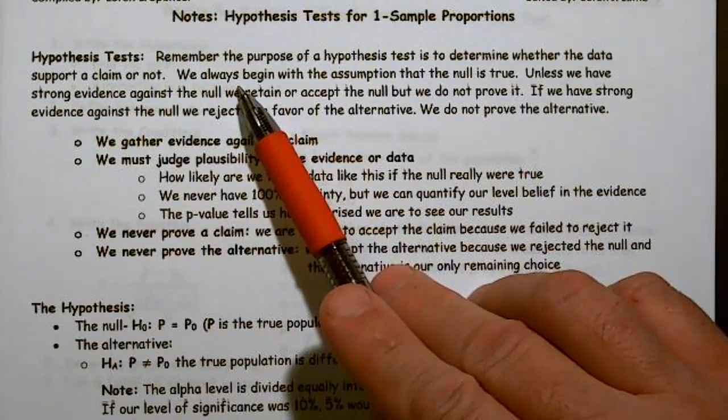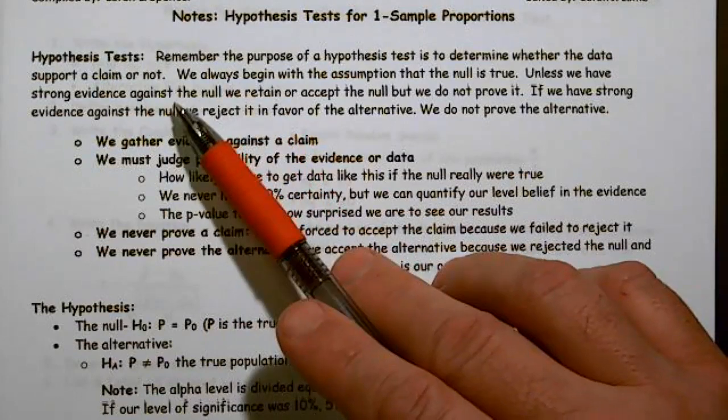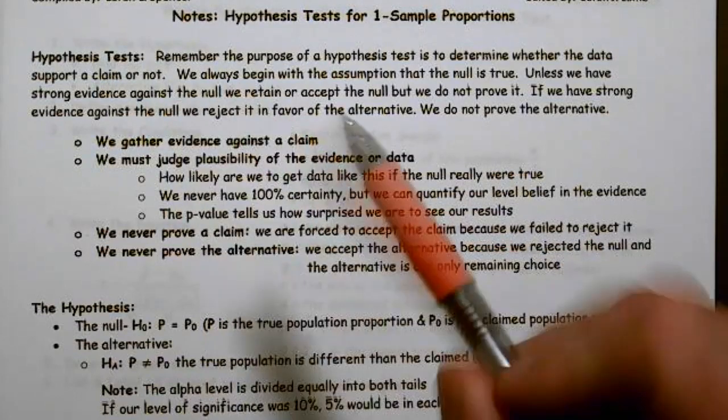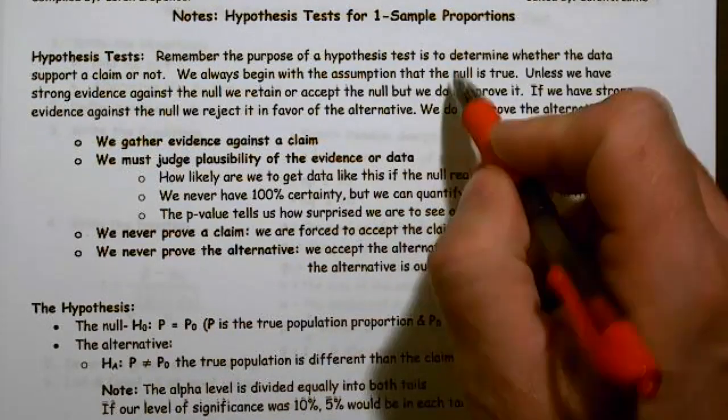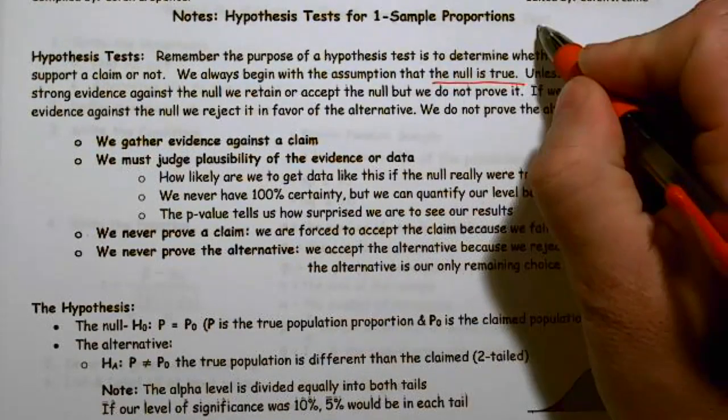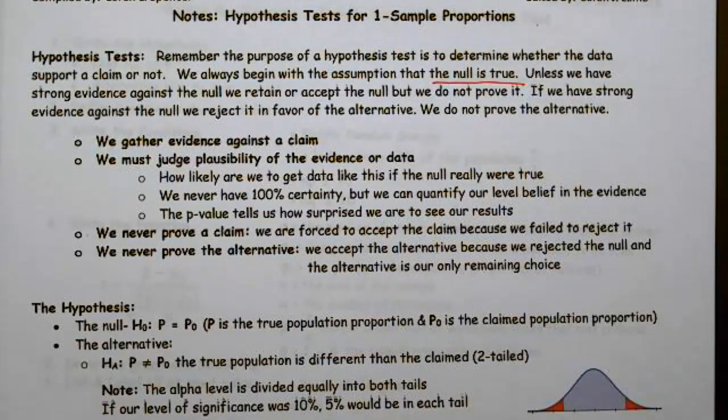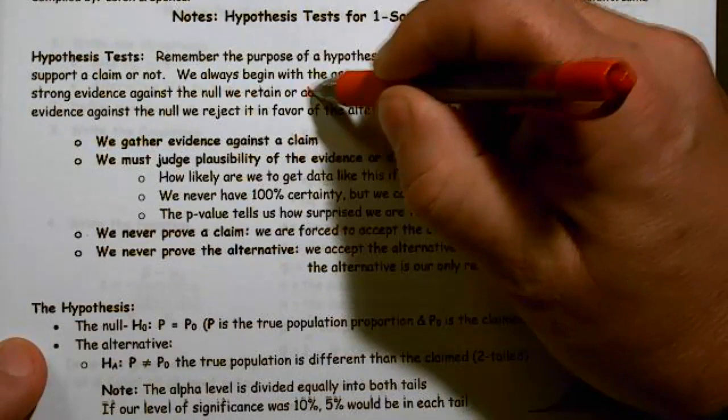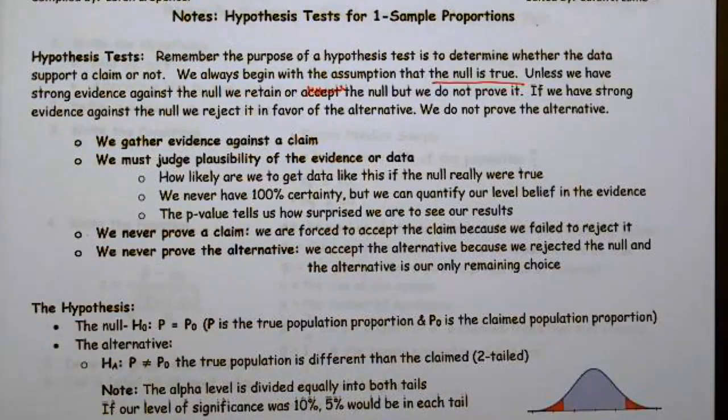Remember, the purpose of a hypothesis test is to determine whether the data support the claim or not. We always begin with the assumption that the null is true. So we're always going to have a true null. We say it's equal. We believe it to be the case, and then we'll check to see if we gather strong evidence against the null to see if we retain the null or not. Please remember, we never prove it. We really don't even like this word. Really, we just choose to retain the null because we could not find enough evidence against it.